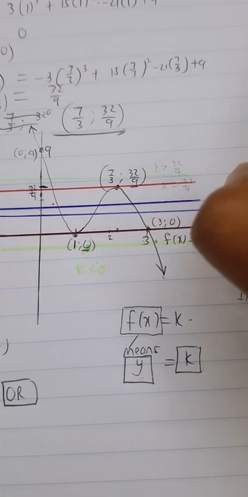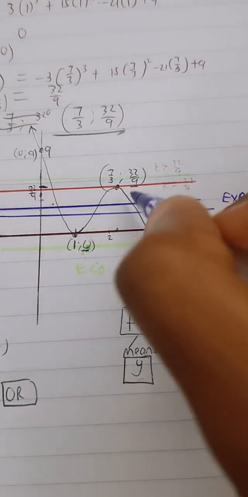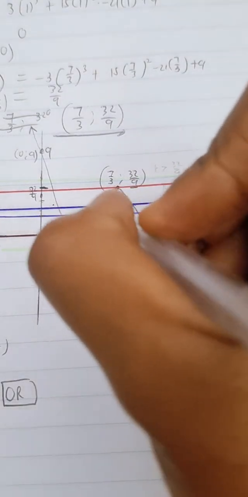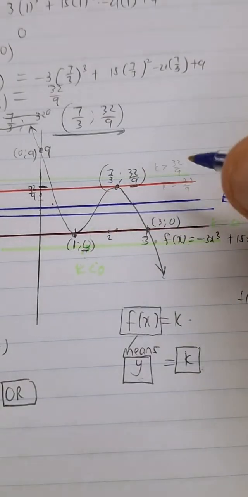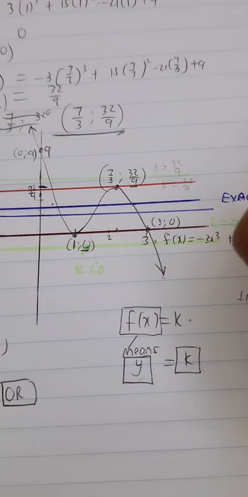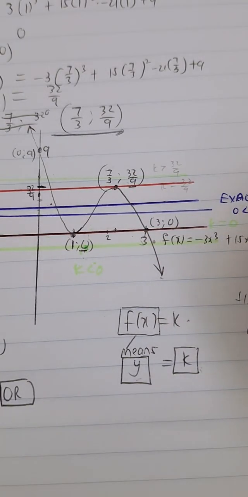Okay, so this is exactly 3. 1, 2, 3. So everywhere in between, in other words, k greater than 0 but less than 32 over 9.